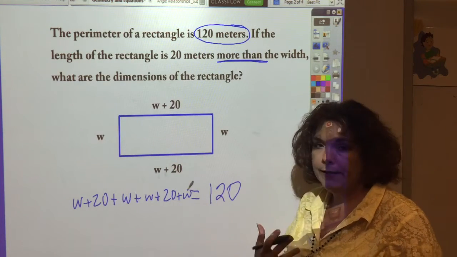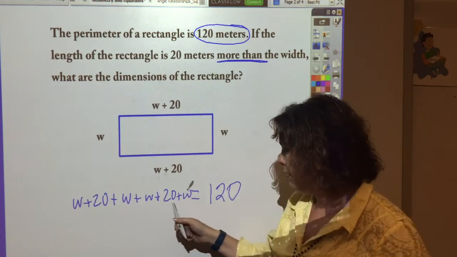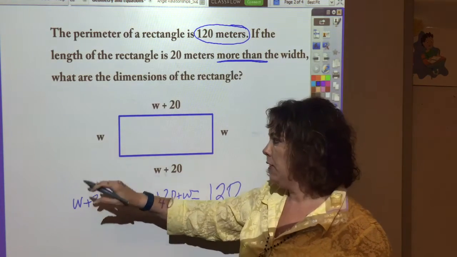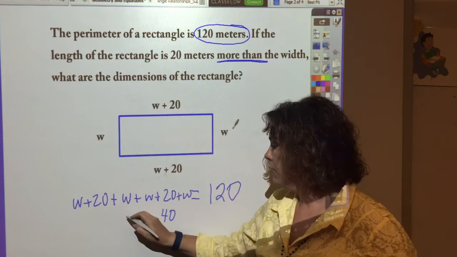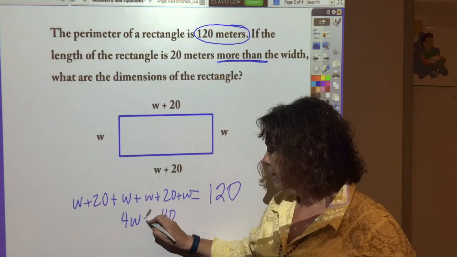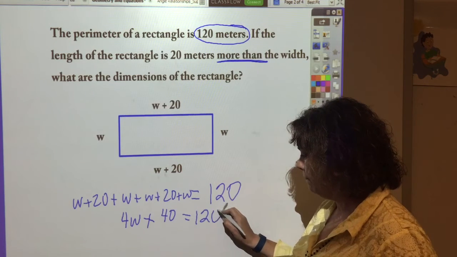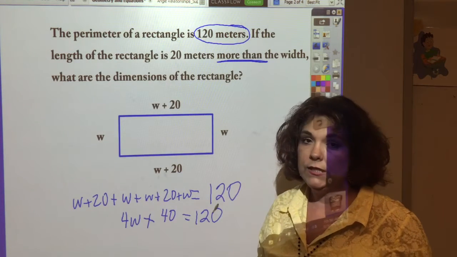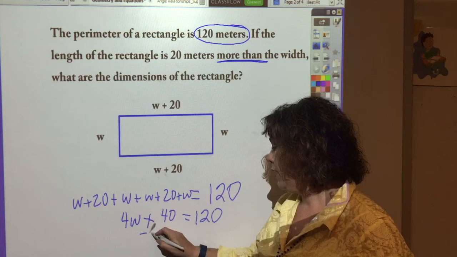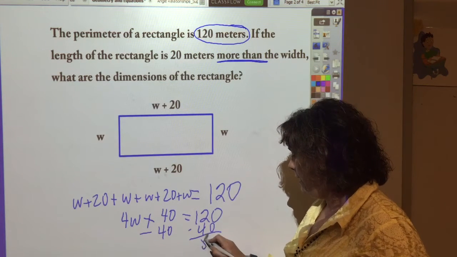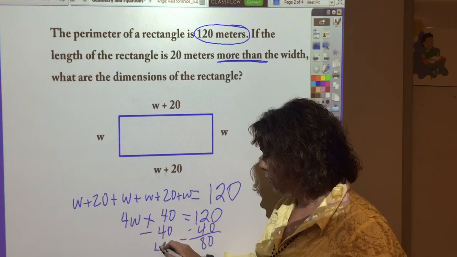Now we would combine like terms, and so we would combine the 20s and we would get 40. And we would combine all these W's. There's 1, 2, 3, 4 W's, so 4W plus 40 equals 120. So now we're going to solve it just like we would solve an equation. We're going to subtract 40 from both sides and get 80 equals 4W.